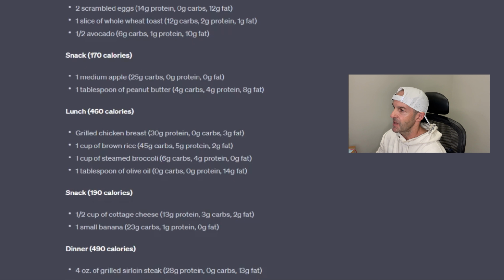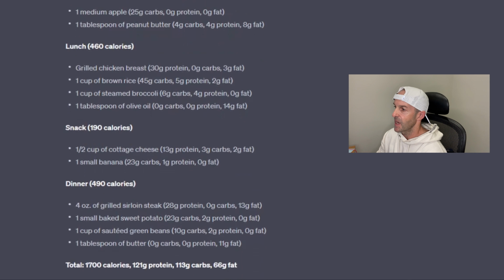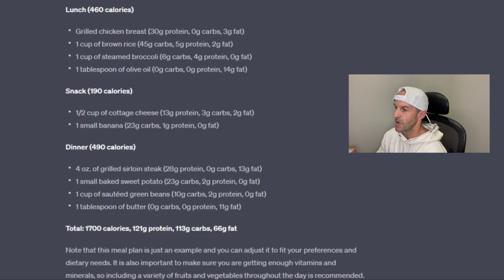Let's have a look at the calories. 390, 170, so that's 560, 1,020, 1,210, 1,600, 1,700. Okay, so the calories are spot on according to the addition there, and that is not always the case. Sometimes it will say it is the calories that you've requested, it will tell you what the total is, but the total won't add up.